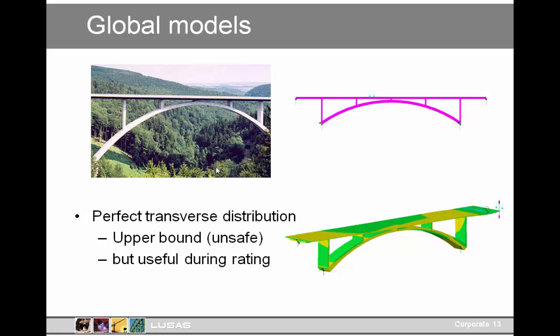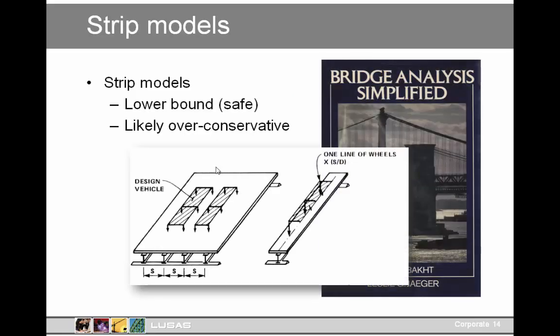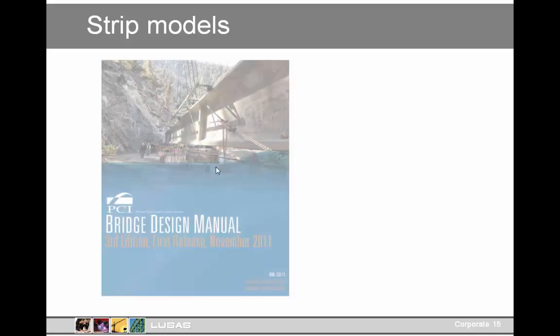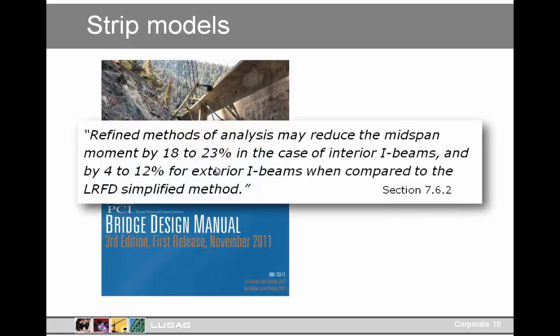We should not confuse such a global beam model with a beam strip model. These consider a slice of structure, usually one unit or one beam width, taking the regionally applied load. These are lower bound models and are likely to be over conservative. In fact, the PCI Bridge Design Manual tells us, refined methods of analysis may reduce the midspan moment by 18 to 23% in the case of interior I-beams and by 4 to 12% for exterior I-beams when compared to the LRFD simplified method. The LRFD simplified method being the strip method. Now in rating especially, a 23% reduction in critical moments would be very much worth having.